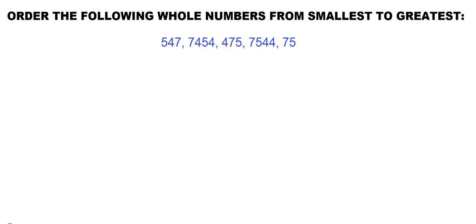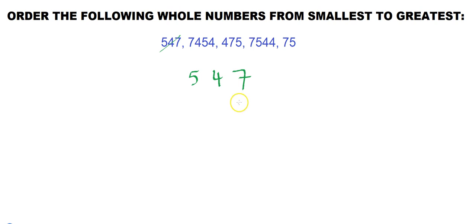As another example, we've got this one here where we have 1, 2, 3, 4, 5 numbers to sort from smallest to greatest. We've got 547, 7,454, 475, 7,544, and 75. So again, a really good idea is to write these numbers down and put them into clearly identifiable place value columns. So let's just start with the first number, okay? And it should be 547. Then I've got 7454.